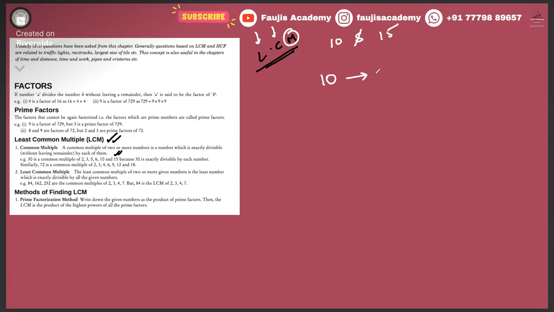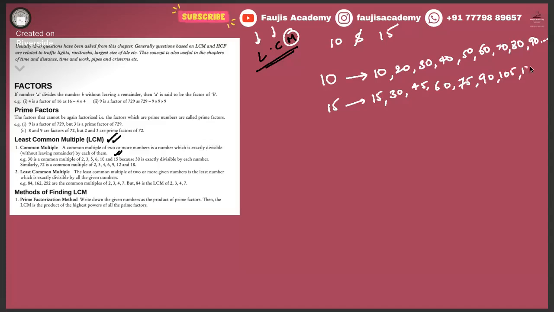For 10, what are the multiplications? Positive multiplications. 20, 30, 40, 50, 60, 70, 80, 90. All these numbers are multiplications, right? For 15, each of these numbers, 15, 30, 45, 60, 75, 90, 105, 120, all of these numbers are multiplications. So now you understood what exactly we mean by multiplication. Is there anyone who did not understand?